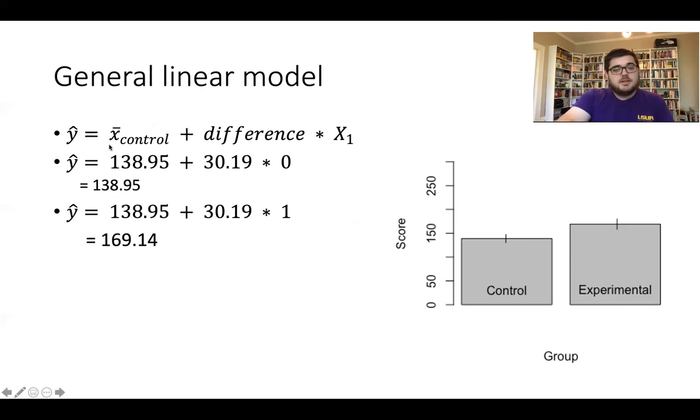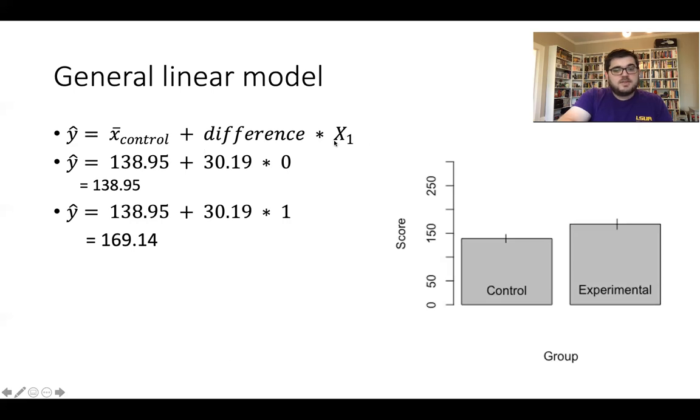So my prediction, if you give me a random observation and you say they're from the control, I'm going to add to all of my predictions, regardless of whether they're from the control group or the experimental group, the mean of the control group. But I'm also going to possibly add the difference between the groups. The difference between the control group and the experimental group is 30.19. The experimental group is 30.19 points above the control group. And so this is a regression coefficient for increasing or changing our predictions depending on our variables.